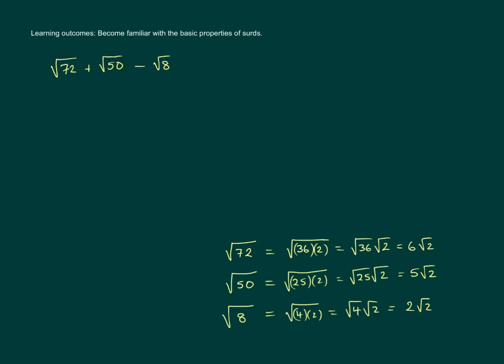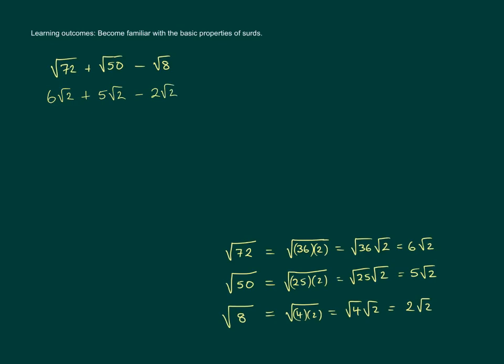If we take an example of where that might be useful, if you look at some combination of these three, so say root 72 plus root 50 minus root 8, we replace root 72 with 6 root 2, we replace root 50 with 5 root 2, and we replace root 8 with 2 root 2.